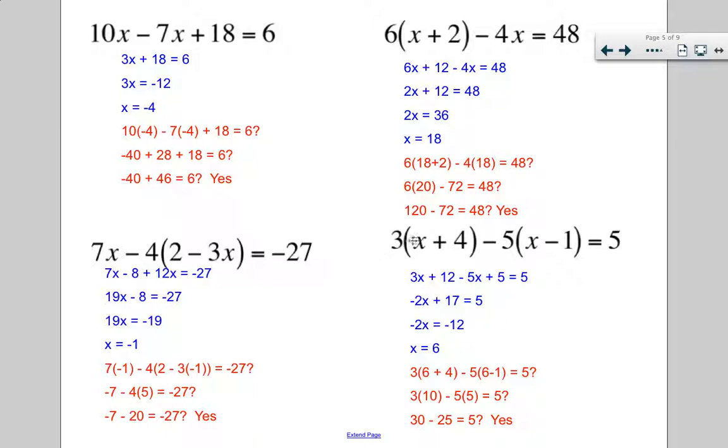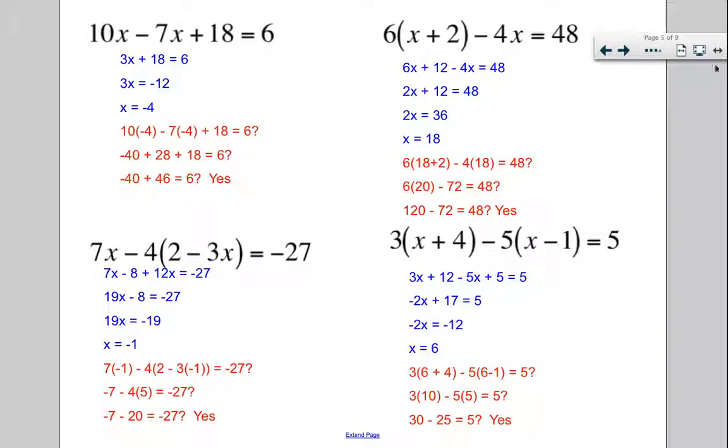In the last one, I distributed 3 to the x and the 3 to the 4. That gave me the 3x plus 12. And then I distributed a negative 5 to the x and the negative 1. So that gave me negative 5x plus 5. I combined the like terms on the left side of the equation here. I subtracted 17 from both sides to get to here. And I divided both sides by negative 2 to get to here.